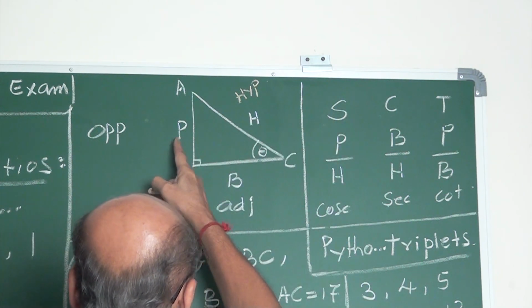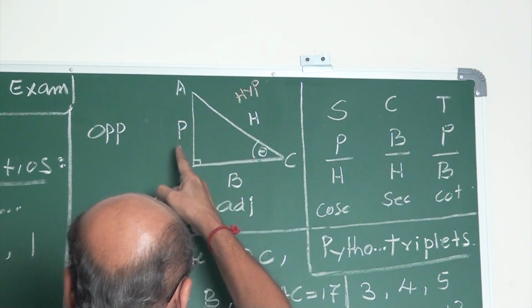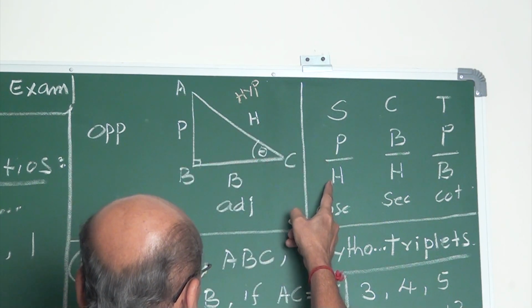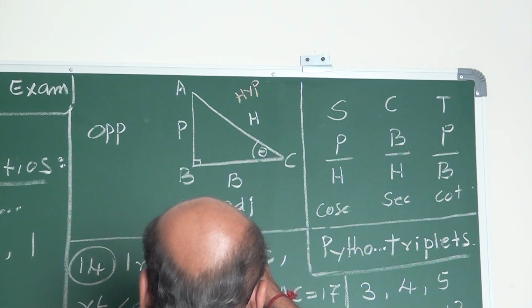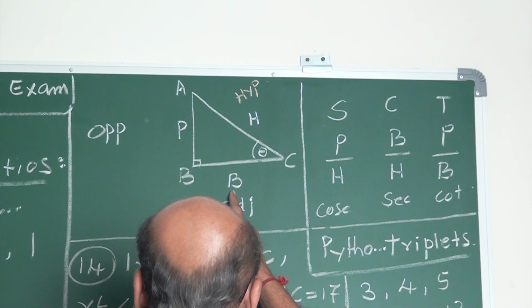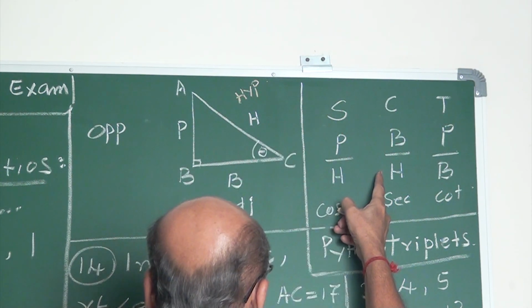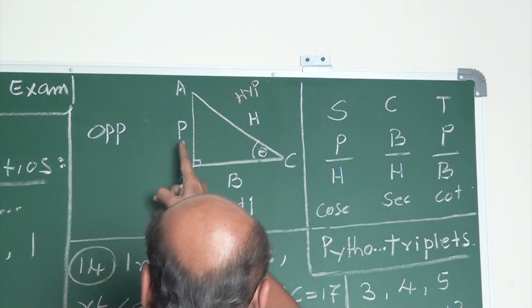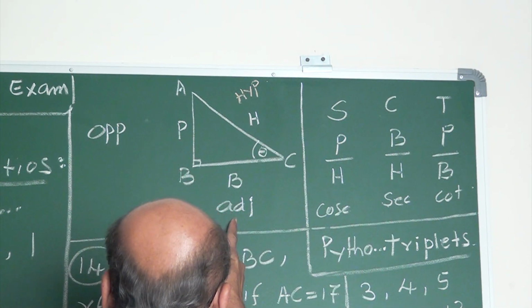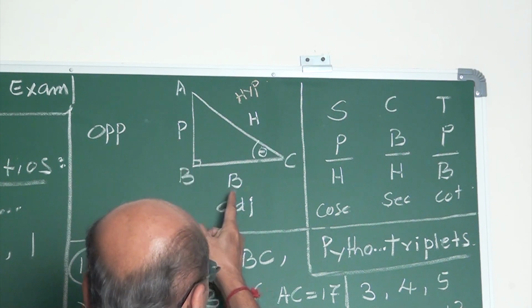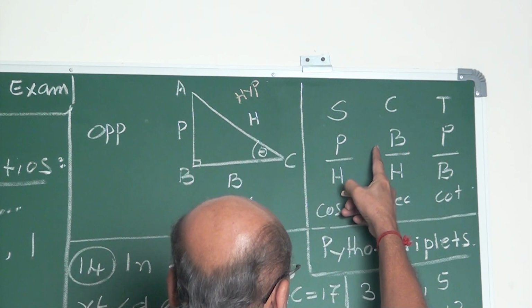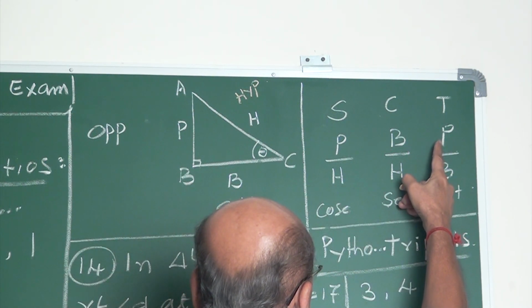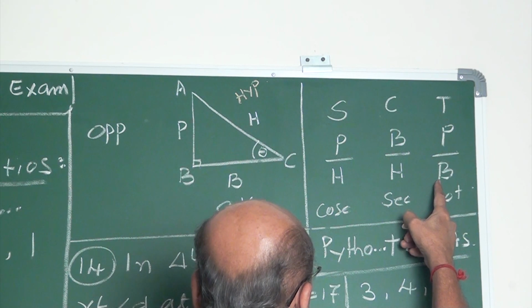Sine is opposite side upon hypotenuse, or perpendicular upon hypotenuse, P upon H. Cos is adjacent side upon hypotenuse. That adjacent side, another name is B, base. Base upon H, B upon H. Tan theta definition: opposite side upon adjacent, or perpendicular upon base, that is P upon B. Sin is P upon H, cos is B upon H, tan is P upon B.